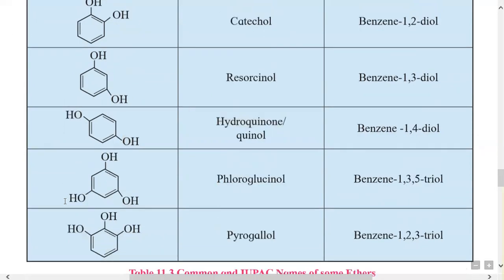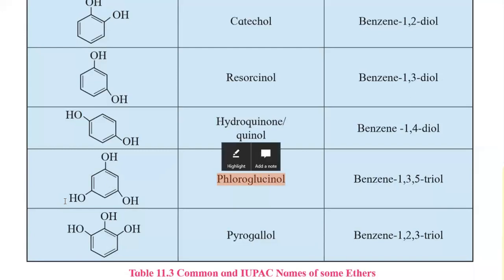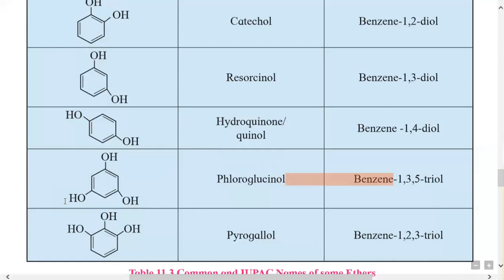Then the next example: here the benzene ring is bonded with three OH groups. Commonly it is called phloroglucinol. Phloroglucinol is the common name, and the IUPAC name is benzene-1,3,5-triol. So it is a trihydroxyphenol containing OH groups at the first carbon, third carbon and fifth carbon. Therefore, the name is given as benzene-1,3,5-triol.